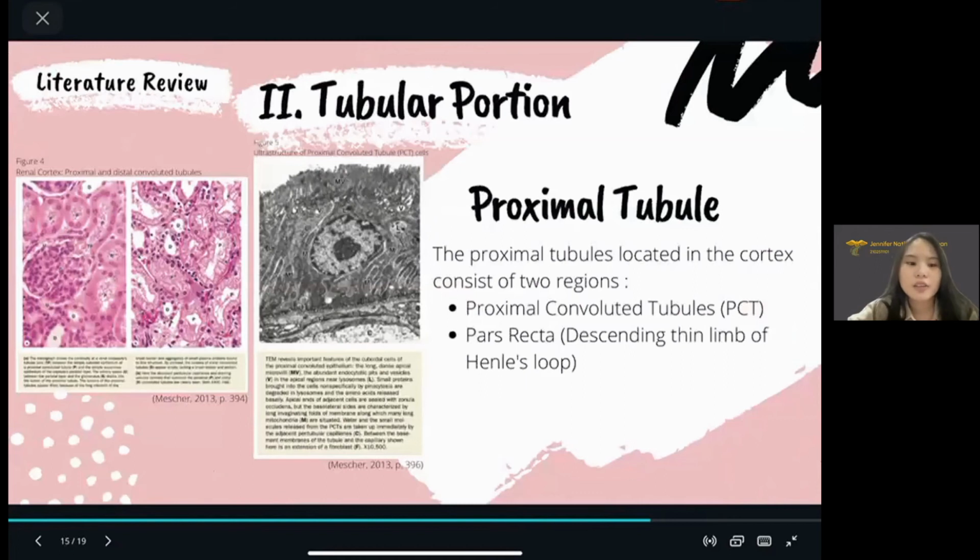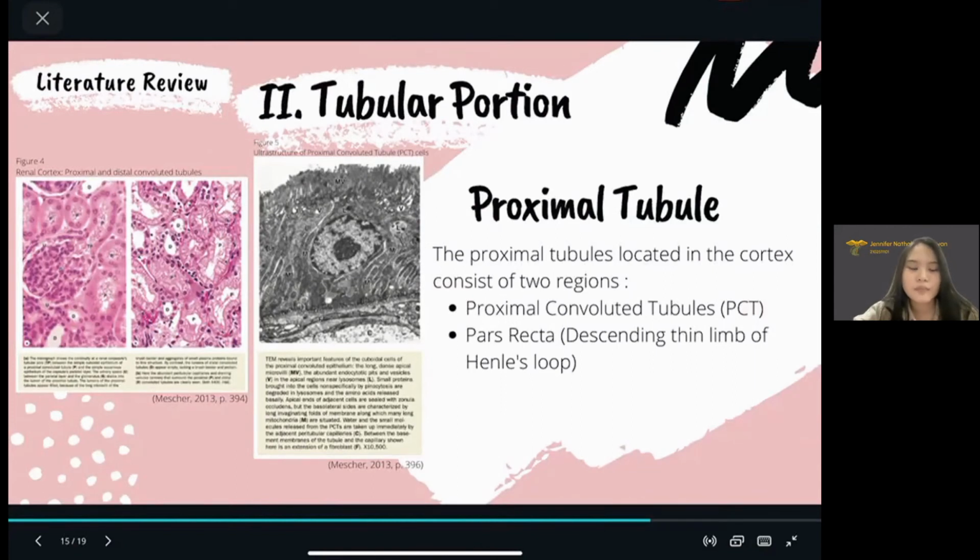Okay, so I will continue what Angel already explained about the histology of the nephron. I will explain the tubular part. The first one is the proximal tubule. From the renal corpuscle, the glomerular ultrafiltrate will go through reabsorption in this tubule. This proximal tubule is located in the cortex and consists of two regions, as we can see in the picture.